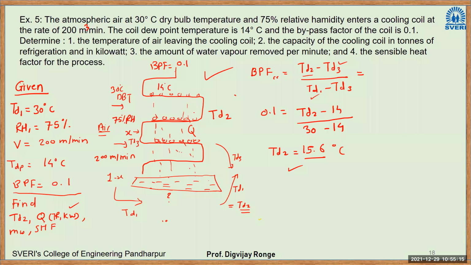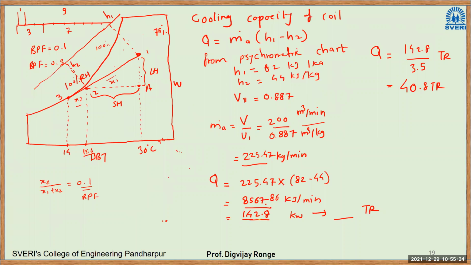Here they have given the bypass factor. From the bypass factor, you can easily calculate the air outlet temperature, right? And we can locate that point on the psychrometric chart. So this is just a representation. Now from the psychrometric chart, I have derived two values, H1 and H2, as well as specific volume at point 1. Now from that, I have calculated the cooling capacity of the coil.